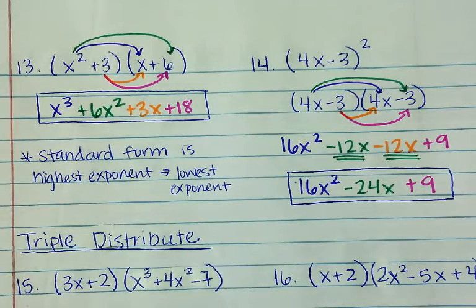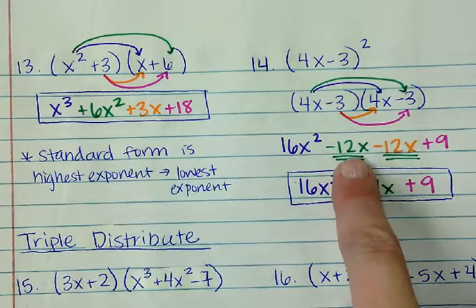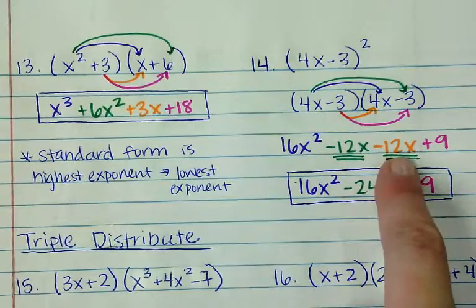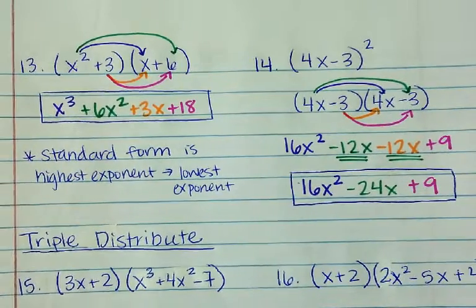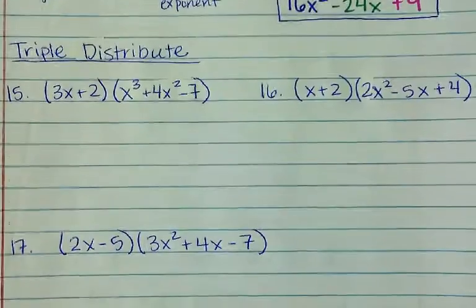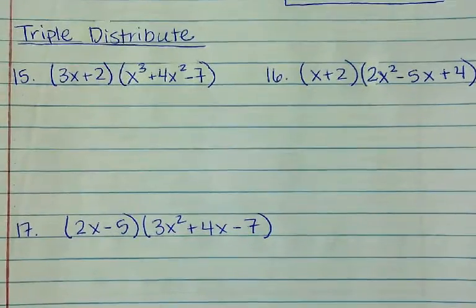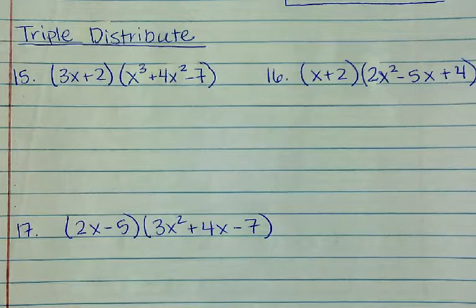All right, so guys, up next, we are going to be talking about triple distribution. Okay, guys? So this happens when you have a binomial or a trinomial times a trinomial. So sometimes you have to triple distribute. You have to distribute it to each thing inside of your parentheses. So if you guys want to get these examples down, this is all that we're doing today. If you want to make sure you get these down on your paper, we're going to go through them here together in a second.